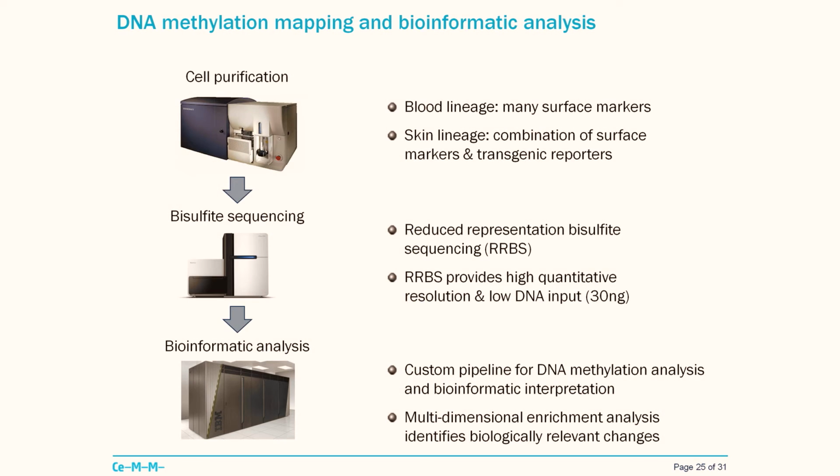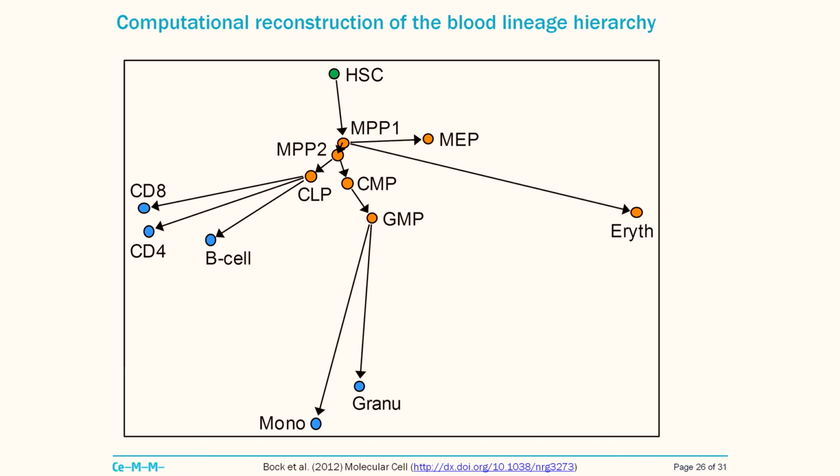Remember, this is mouse, so Infinium is not applicable. Plus, for some of these cell types we had only 30 nanograms of DNA, which is quite feasible with reduced representation bisulfite sequencing, but difficult for most other assays. And then we analyzed the data in terms of enrichment for certain biological motifs. It turned out that we could, in the computer, reconstruct the tree of the hematopoietic differentiation lineage. What I show here is the hematopoietic stem cell on top, the progenitor cells, the terminally differentiated cells.